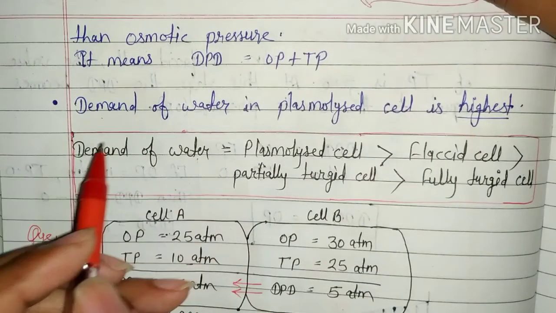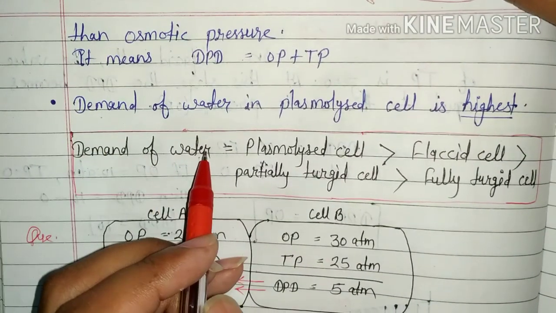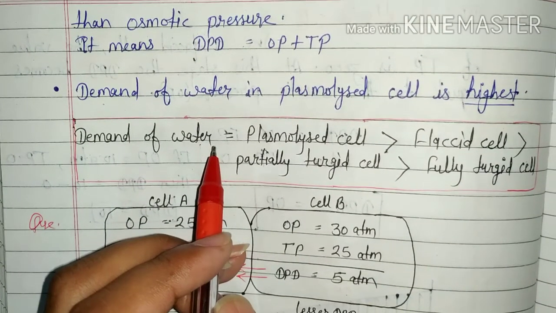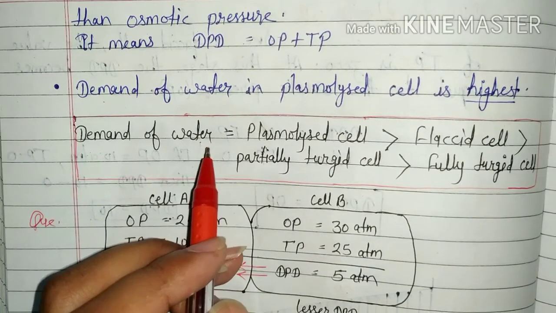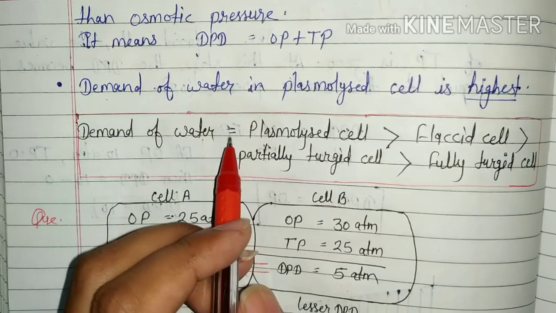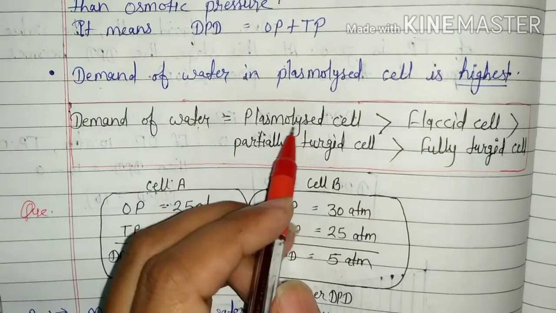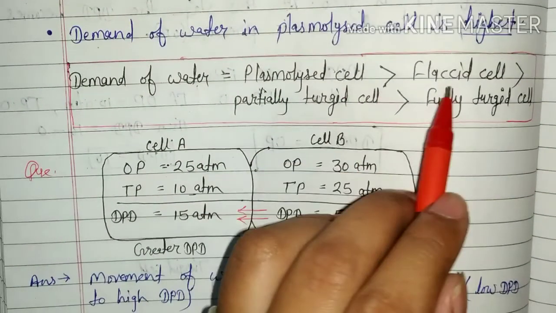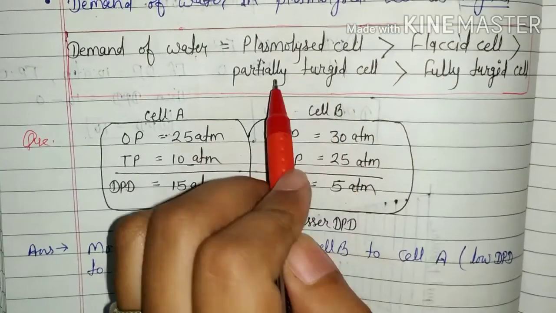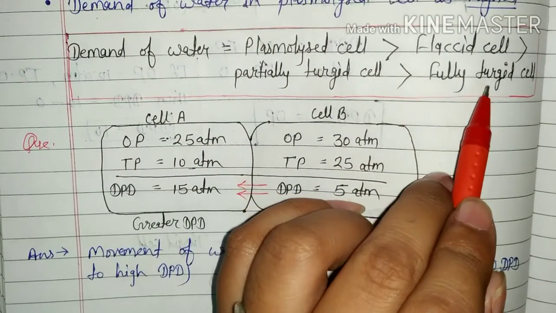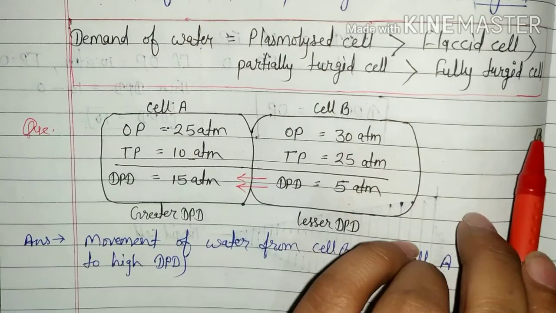Let's see the demand of water in a plasmolyzed cell, flaccid cell, partially turgid or normal cell, and fully turgid cell. Demand of water is high in plasmolyzed cells, then in flaccid cells, then in normal plant cells, and after this in fully turgid cells.